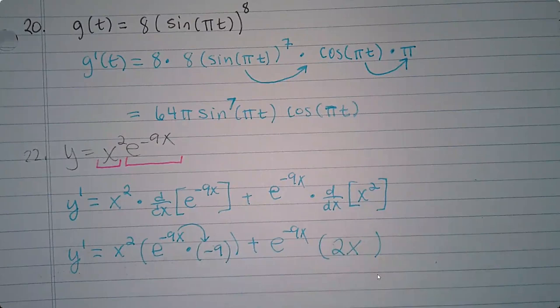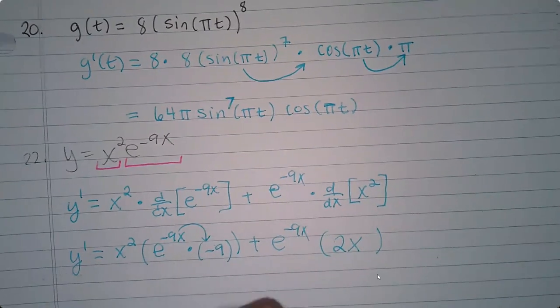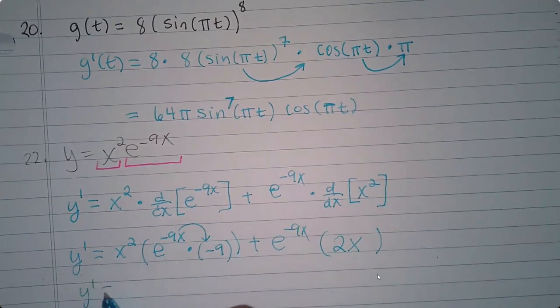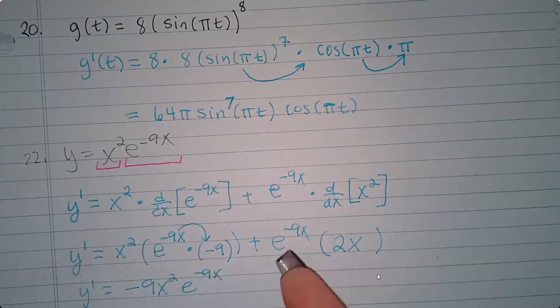It's not minus 9, so definitely try to use those parentheses. Okay, it's just multiplied by negative 9. So when I simplify the first term, it's going to be negative 9x squared e to the negative 9x. And when I simplify the second term, it's just going to be 2x e to the negative 9x.